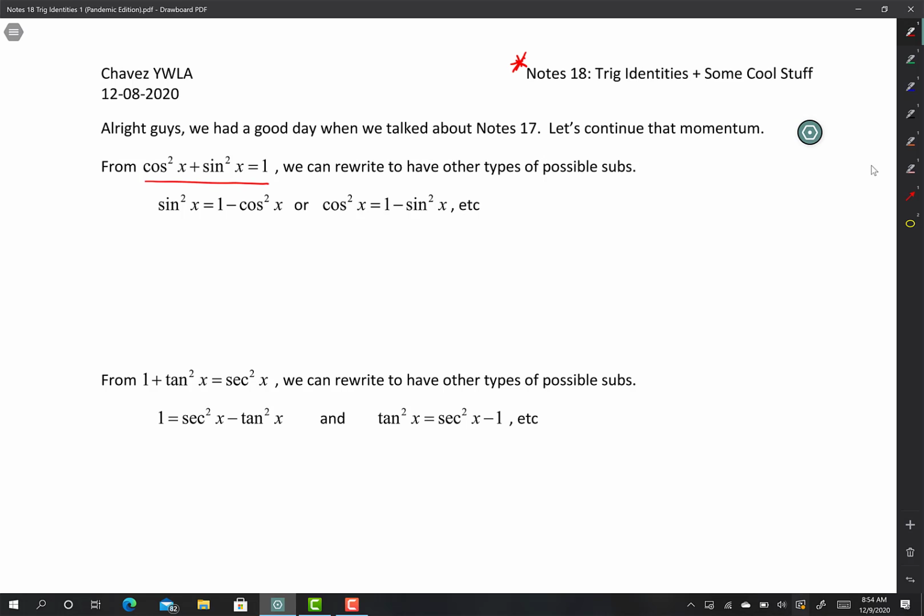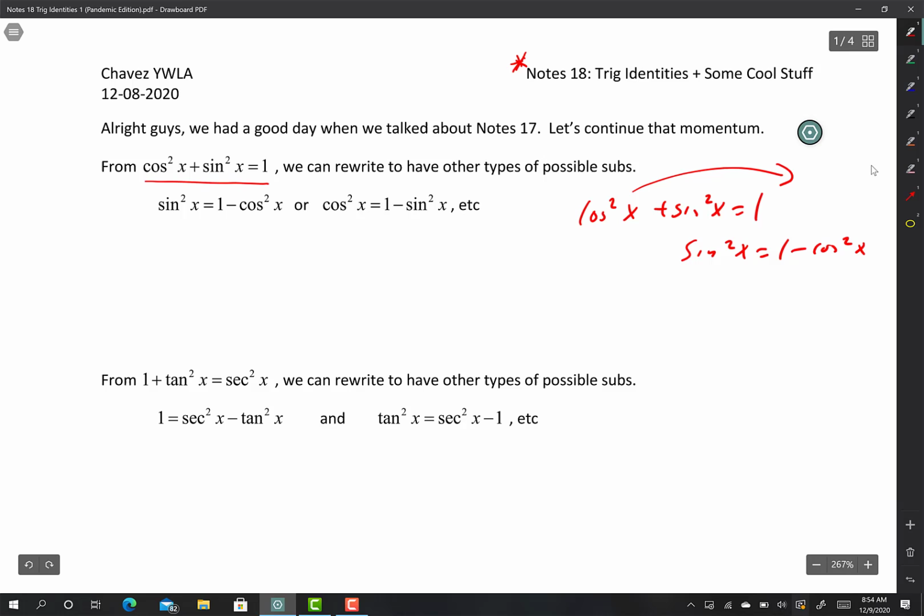And so we can write cosine squared plus sine squared equals 1, and you can rewrite it as sine squared equals 1 minus cosine squared. That's easily done by just moving the cosine squared to the right-hand side. And doing the same thing, you can also isolate the cosine squared by moving the sine squared to the right. So from the Valentine's formula, you have these two equations, and they're pretty much the same thing. You can interchange them as needed.